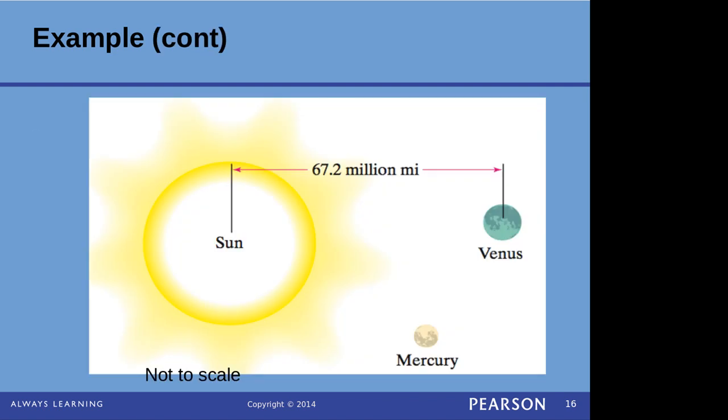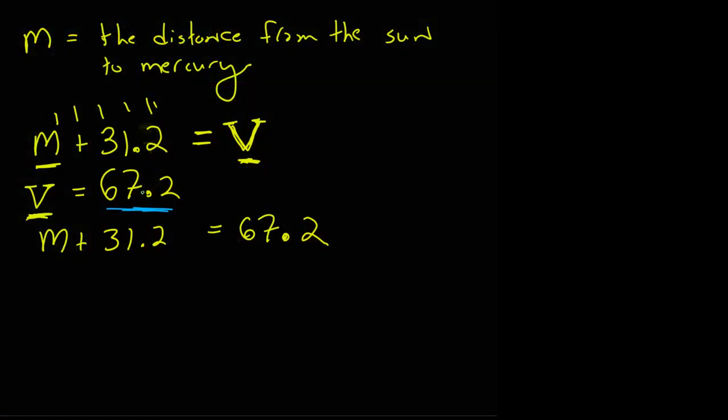When I come to my next relationship, I have the distance Venus is from the sun. I represent that relationship with Venus being the distance it is away from the sun. Wherever I see this definition, V equals, or whatever jumble I have here, I can drop it in where I see the exact same thing. And I can take all of this now and isolate it to find the distance for Mercury.